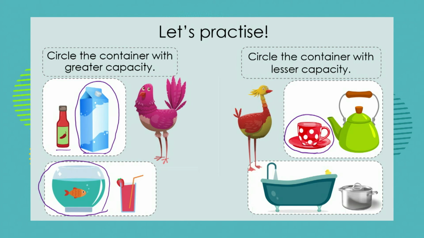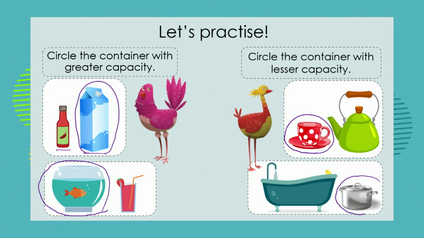And the last example that we can see is a bathtub and a pot. Which object do you think, grade 1s, has a lesser capacity? Yes, very good. The object with the lesser capacity would be the pot, because we know that the pot can hold less water than the bathtub. We learned that the bathtub can hold many liters of water.